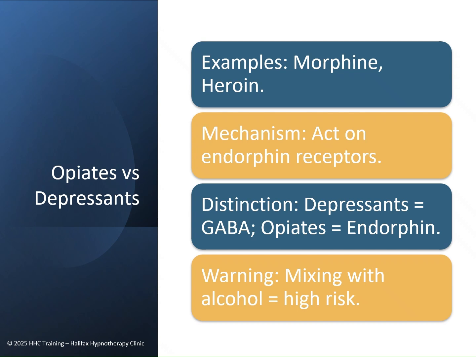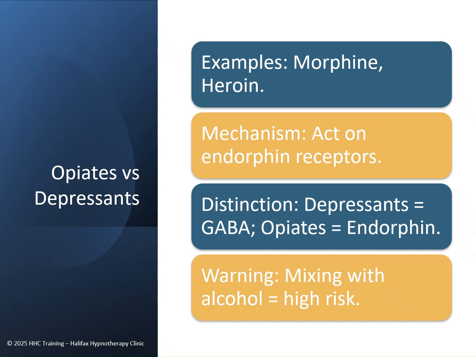Key takeaways and clinical considerations. It is crucial to distinguish between the mechanisms of depressants, GABA receptors, and opiates, endorphin receptors. Combining psychoactive substances, particularly any depressant with alcohol, significantly increases the risk of severe adverse effects, including death. The body has a limited capacity to metabolize multiple foreign substances. All the drugs discussed carry a high potential for addiction. Therefore, extreme caution must be exercised with sleep aids or any psychoactive substance.